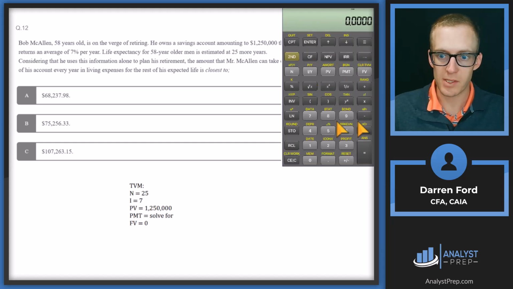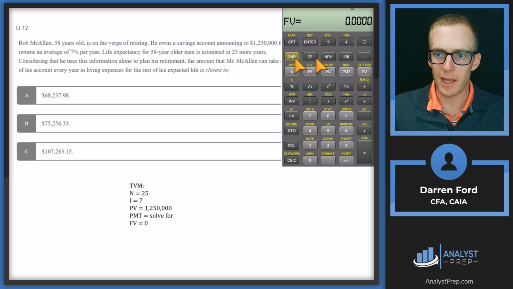I've got some numbers in there from last time, but what we're going to do is we've got 25 years to live is what we're expecting. We're going to return 7%. And these are all annual, so we don't need to adjust them for annual or semi-annual. And we have 1.25 million, so that's going to be our present value. Payment is what we're going to be solving for, and we are assuming that we have future value of 0. We're basically going to spend this account down to 0. So with this return and the amount that we have, how much can we spend per year to die at the end of this 25 years with $0?